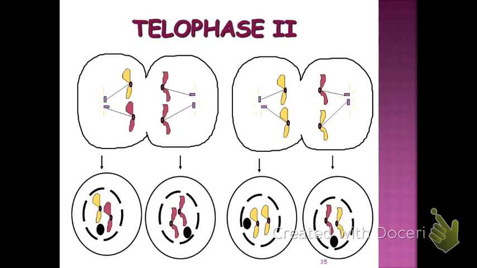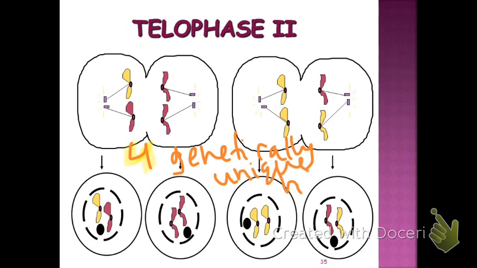Now if you look here, these are 4, let me use a different pen, 4 genetically, write this down, unique haploid cells. Okay, if you look at this picture, none of the cells are the same. They all have a different genetic combination. Okay, so we are not getting identical cells.